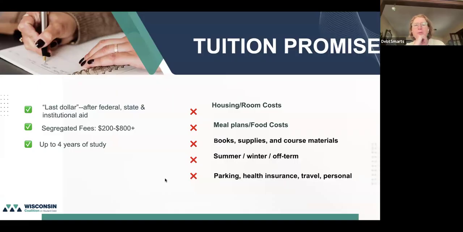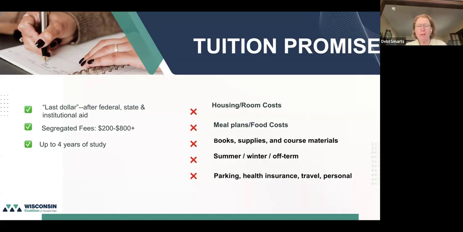But to give you an example of why thinking about tuition and also the other costs of college can be really important, I'll just give you one example here. Tuition promise programs are popular here in Wisconsin and in many other states. And it's a powerful promise. So students whose family income goes to a certain level, in Wisconsin, depending on the institution, it might be around $65,000. It might be a little bit less.